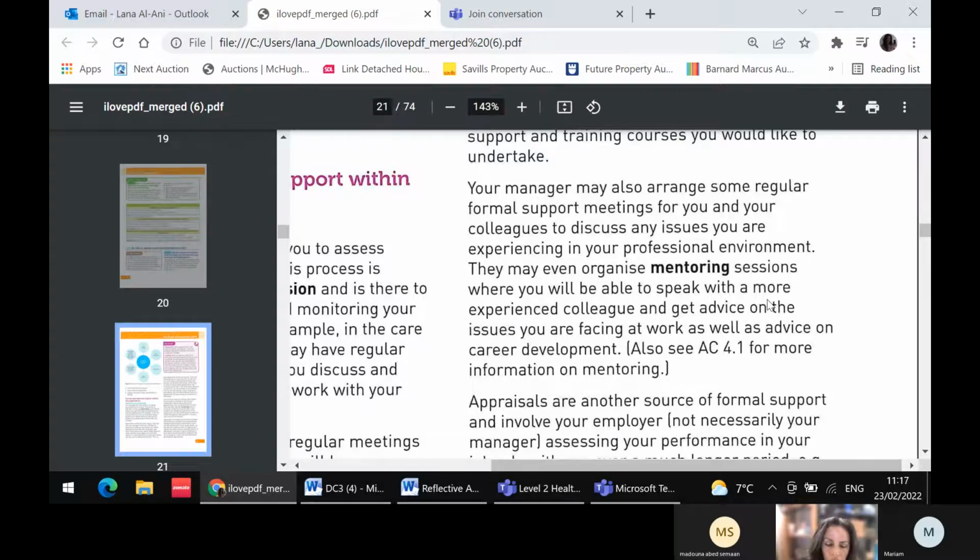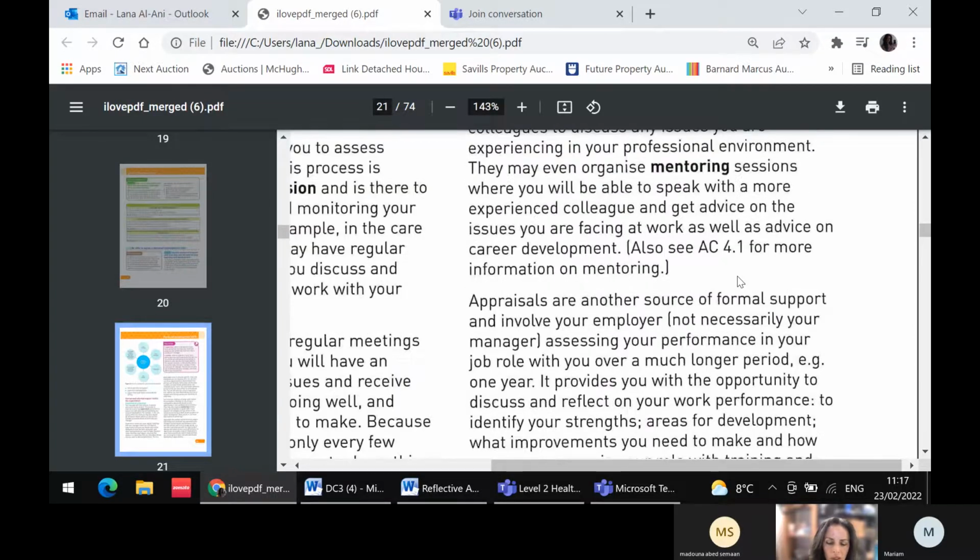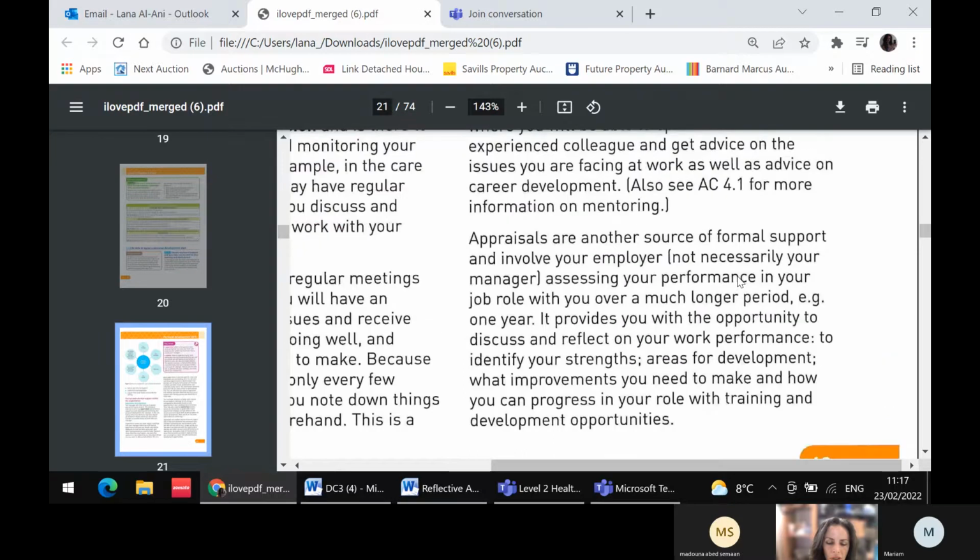So managers are always very good for improving your own working skills and best practice. Also, you can tell them about what you're facing at work, what type of problems there are, and then you can try to solve them with them.